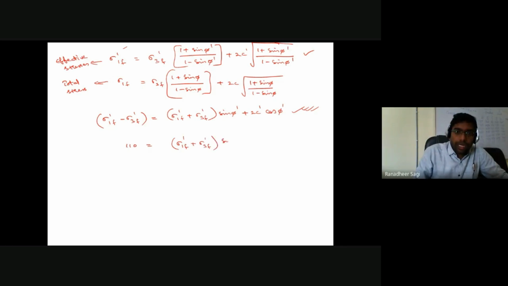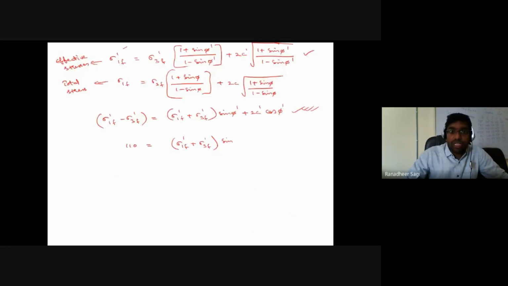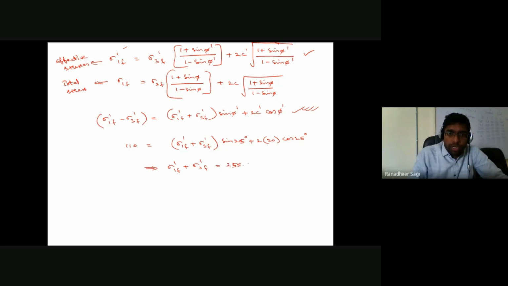Into sine phi dash. What is my phi dash value equal to? Phi dash is 25 degrees, c dash is 20. Sine 25 degrees plus 2 into c dash, which is 20, into cos 25 degrees. Sigma 1 dash at failure plus sigma 3 dash at failure is equal to 255.9. And we know that sigma 1 dash at failure minus sigma 3 dash at failure is equal to 110.